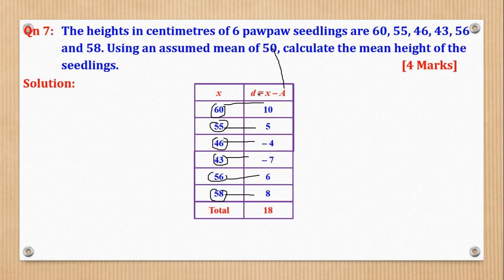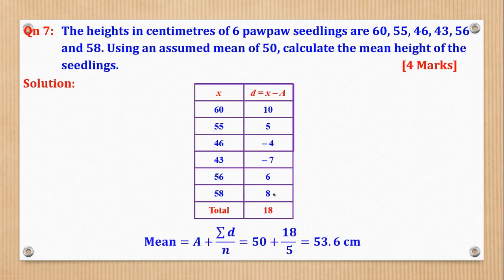Then when you add all of these ones, you come up with 18. Then from there, I remember the formula for mean given assumed mean. So you first write assumed mean plus summation of the deviation over the number of items, which gives you 53.6.